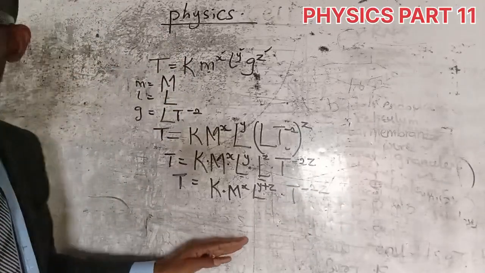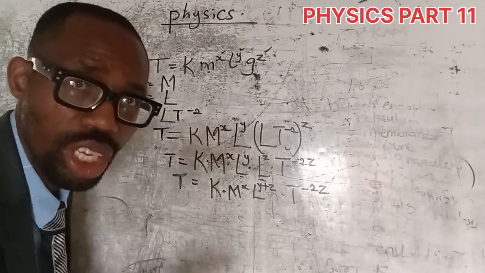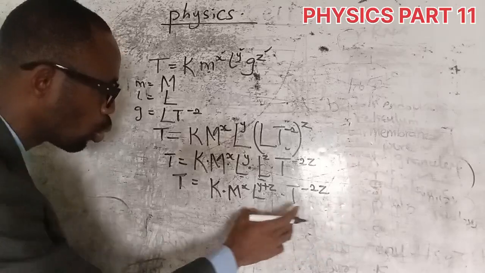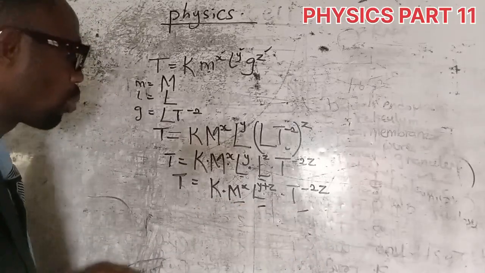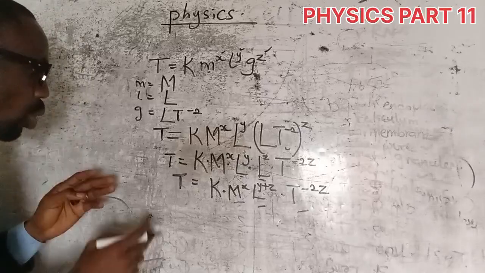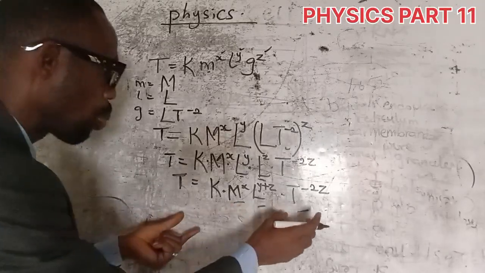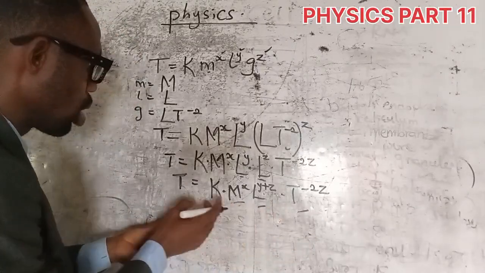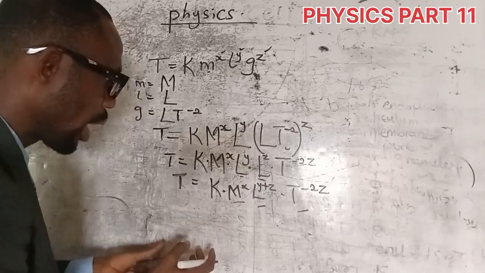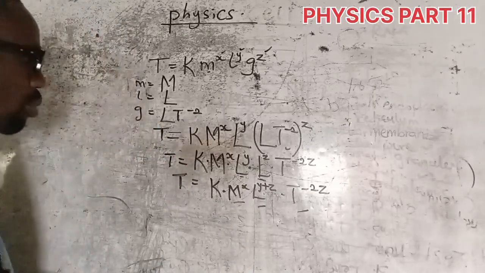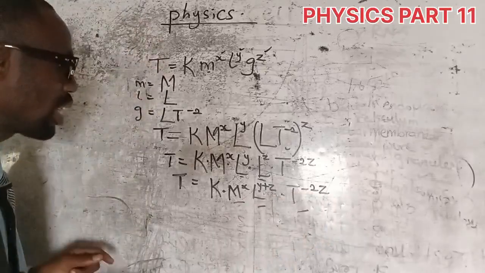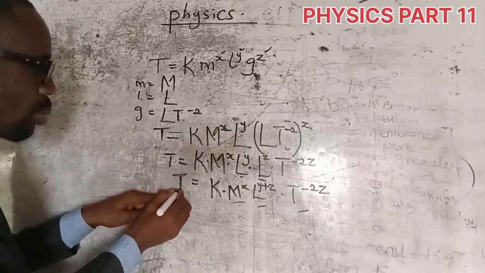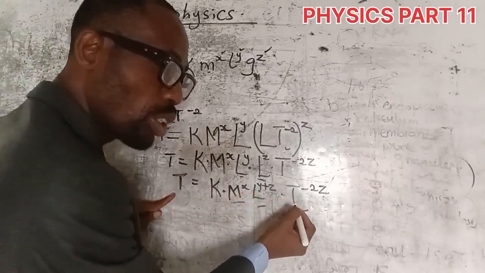With this, we've been able to get them as mass, length, and time. So what do we do now? What to do now is to begin to equate them. But let me tell you something here. In this case, they say we should look for X, Y, and Z. Now, if you watch, it is only T, the period, that we have here, that is equivalent to this.